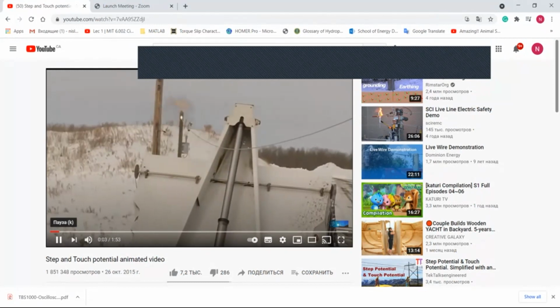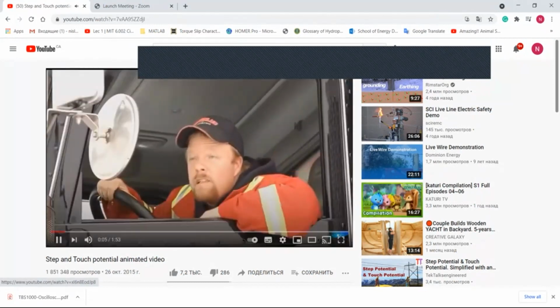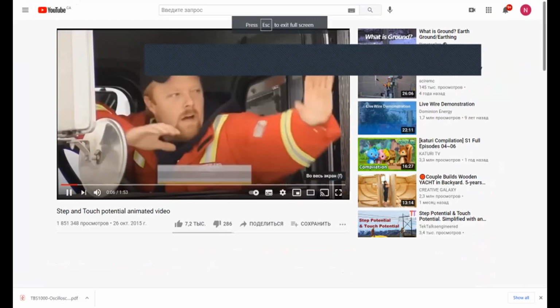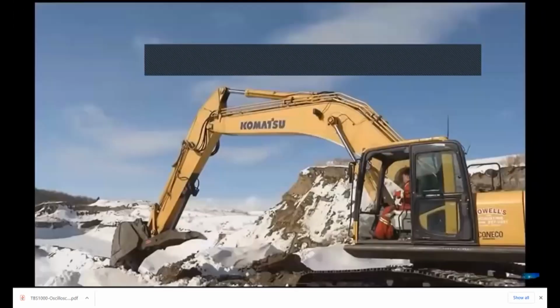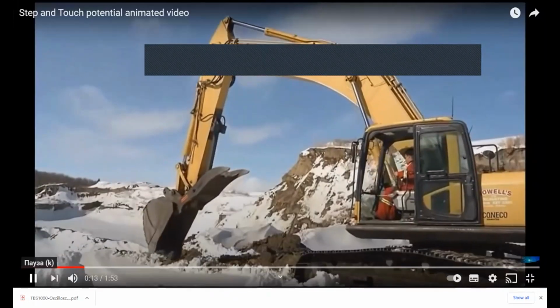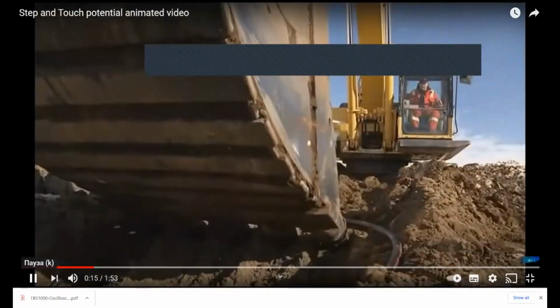Yeah. Please. Line with your vehicle, call for help, stay where you are, and keep others at least 10 meters away from the vehicle. In the event of a contact, it is not just a vehicle.